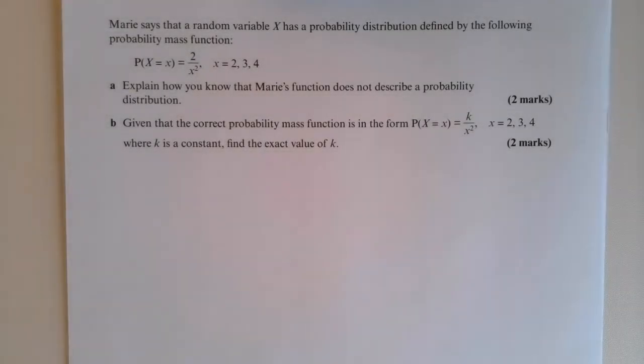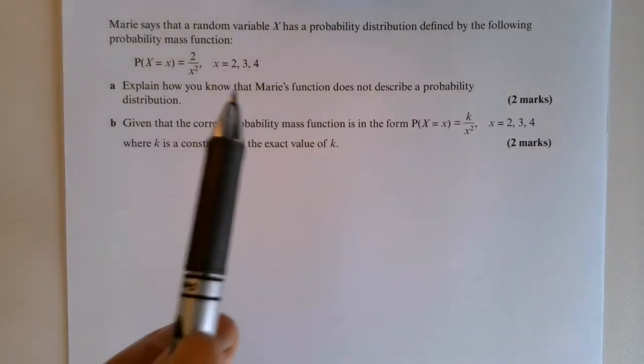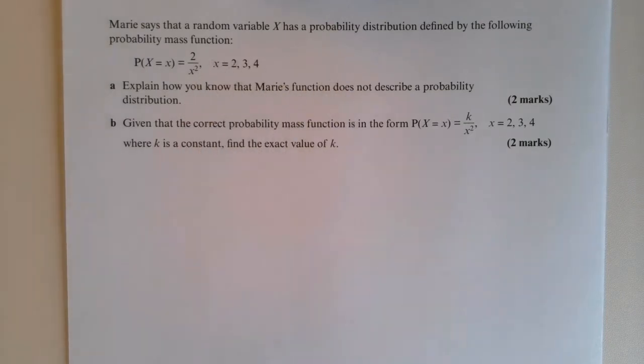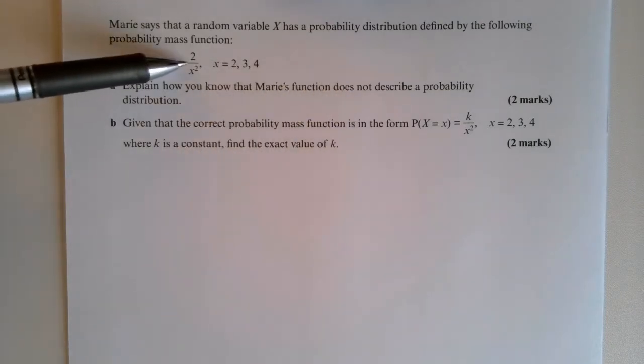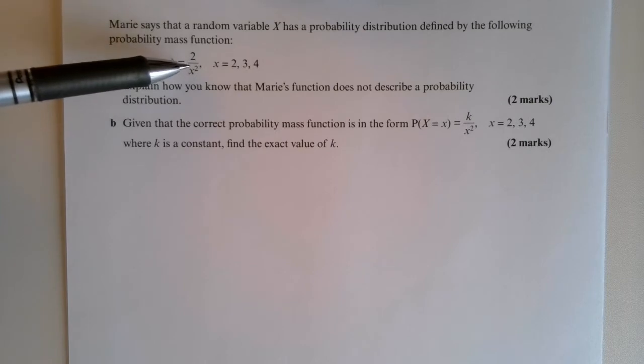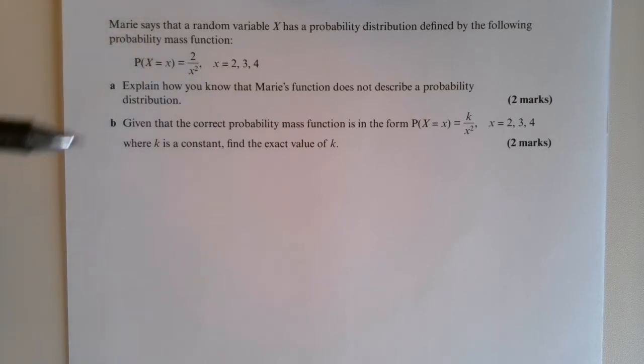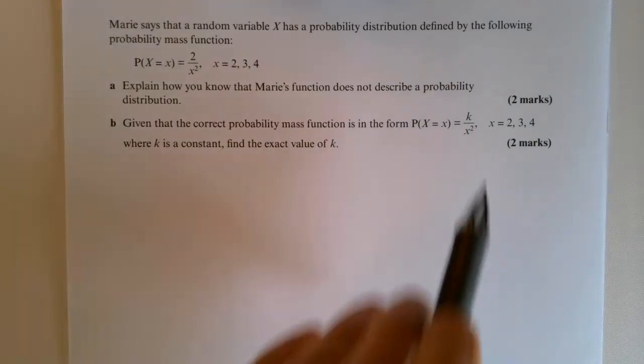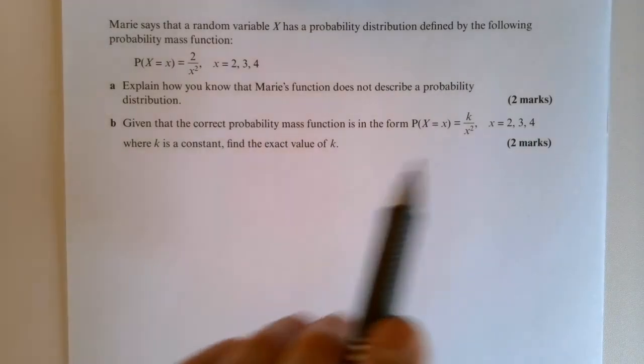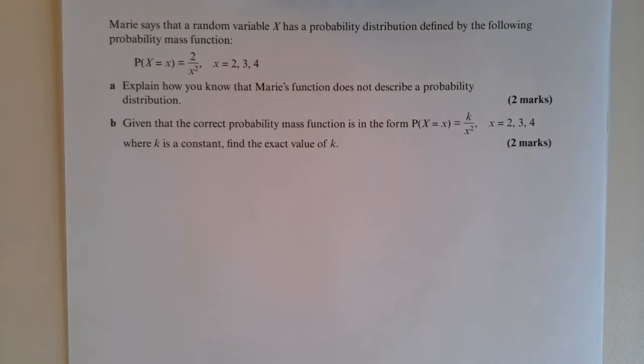Hello, here's a starter question for you. We're dealing with the probability distribution of a random variable, which can take the values 2, 3 or 4. There is something wrong with this probability function, so explain why you know that can't be the probability function, and given that this is the probability function, find the value of k. So pause now and have a go at those two.